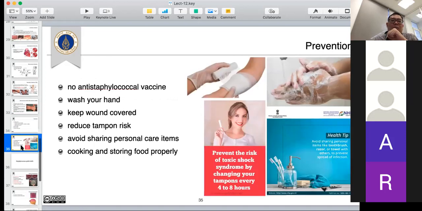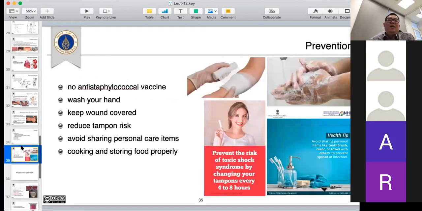Okay. Prevention. Now we have no proper vaccine for Staph aureus. So just clean your hands. Keep wounds covered, okay, to protect against infection by Staph aureus. In this case, we talk about Staph aureus.